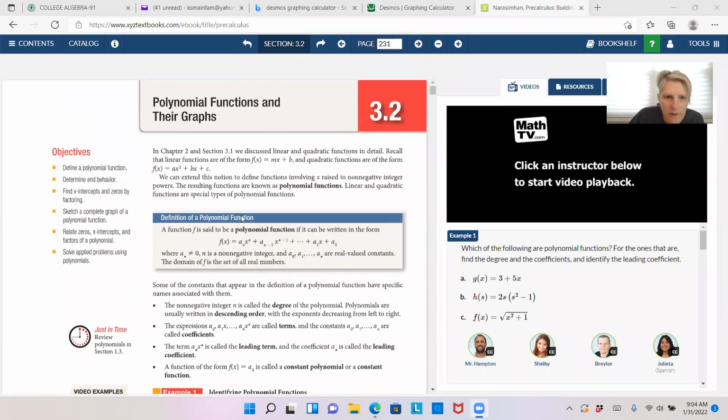So on 231, it gives the definition of a polynomial. And this is important to pay attention to. Polynomials have many nomials, or many terms, more than one term. And the key is their exponents, and it says n is a non-negative integer. So the exponents cannot be negative and they can't be fractional. So that's something to pay attention to. They're all real valued constants. And the domain is the set of all real numbers, so something else to pay attention to.